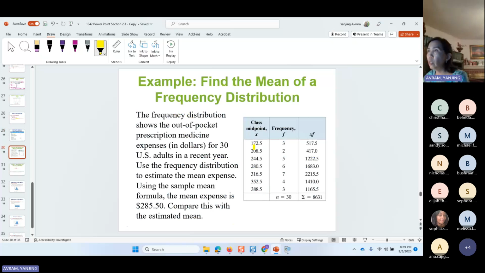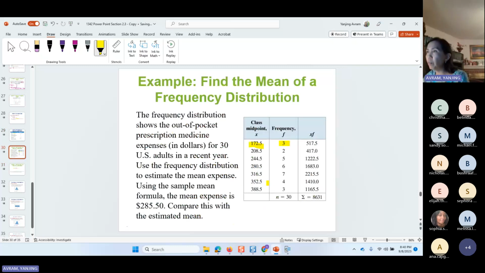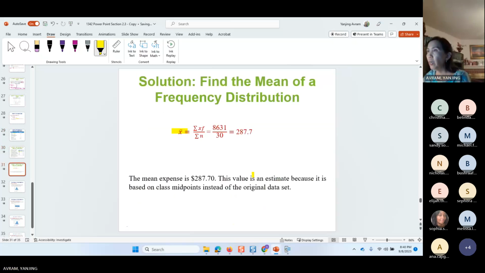So in this one, if you are already given the class midpoint, now you don't have to find it on your own, and then you have a frequency, so you need to use 172.5 times 3, and then add them together, and then divide. So that is the weighted mean here. You can also put this weighted mean into the calculator as well.